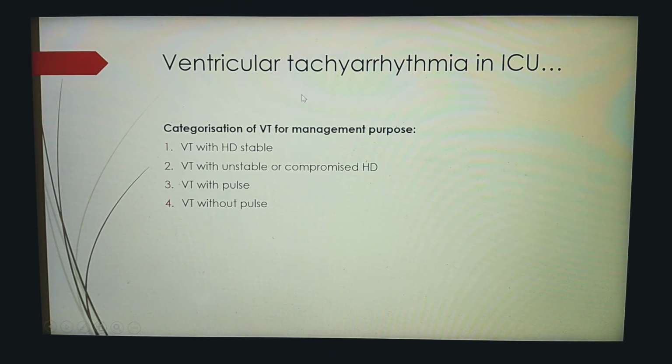So ventricular tachycardia can be categorized as ventricular tachycardia with stable hemodynamics, ventricular tachycardia with unstable or compromised hemodynamics, ventricular tachycardia with pulse, ventricular tachycardia without pulse. For management purposes, it can be categorized. If ventricular tachycardia is unstable, then we can go for cardioversion. Ventricular tachycardia without pulse is one form of cardiac arrest, so we should go for cardiac defibrillation. VT with unstable, then we can go for cardioversion. VT without pulse, if we suspect cardiac arrest, then we should go for defibrillation.